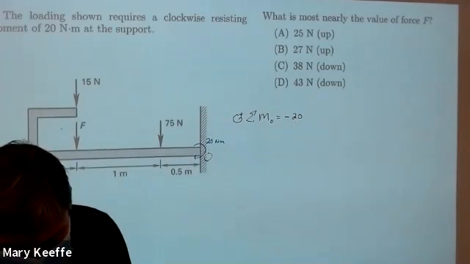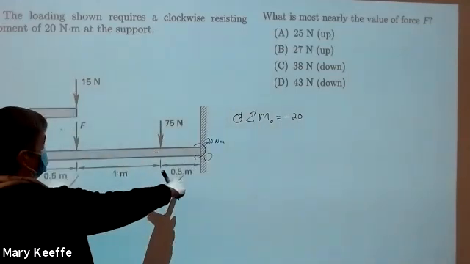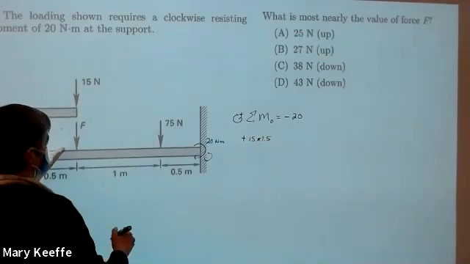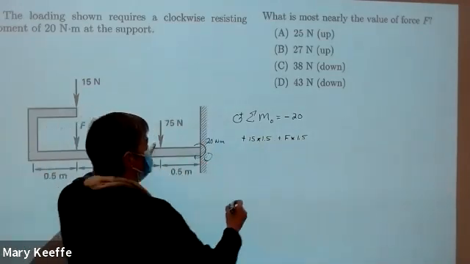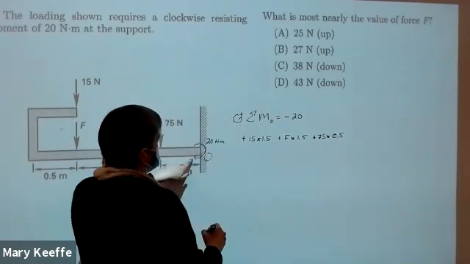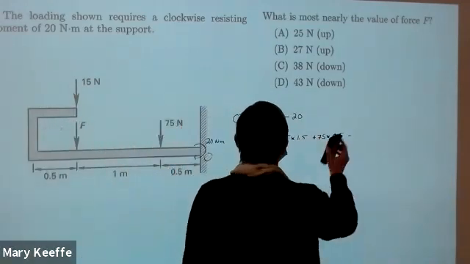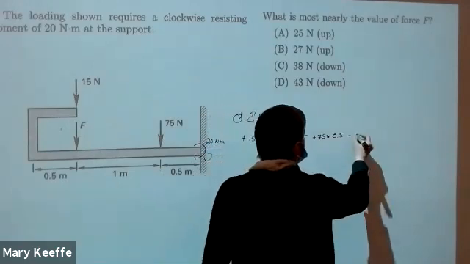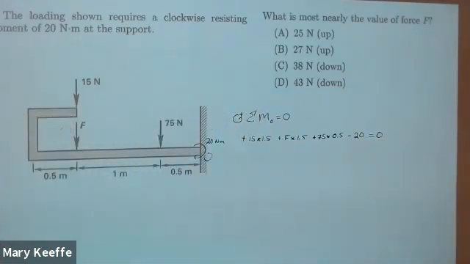Okay, so then we just crank on through. Force times distance, force times lever arm. So I got 15 times 1.5, plus F times 1.5, plus 75 times 0.5. Sorry, the way I've set this up, I'm going to call this the sum of the moments has to be equal to 0. So then I'm going to put my minus 20 in here, is equal to 0. Does that make sense to everybody?